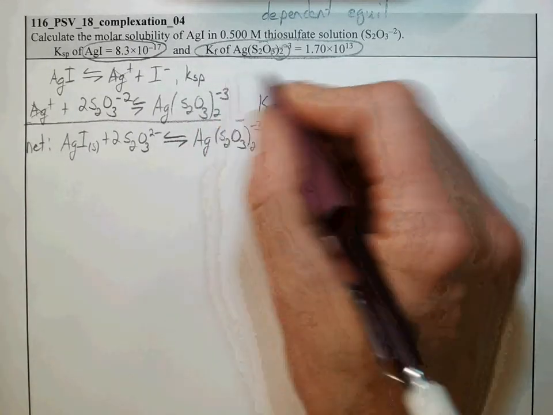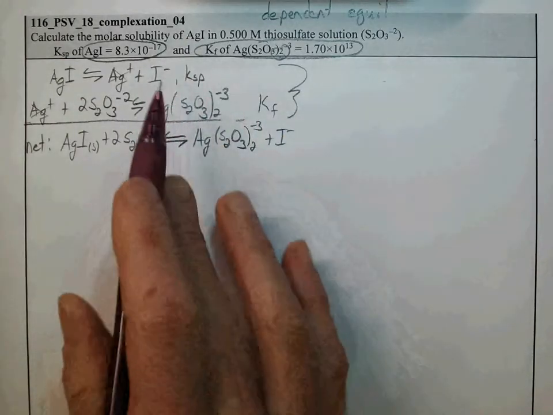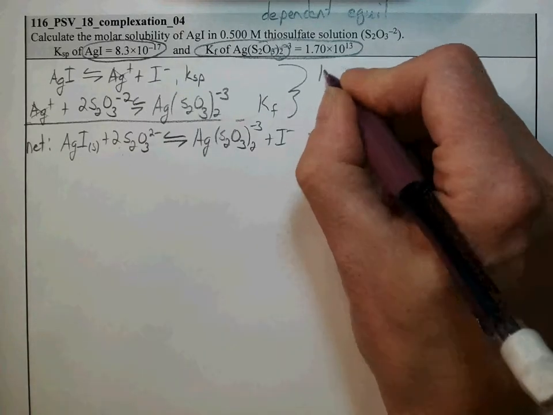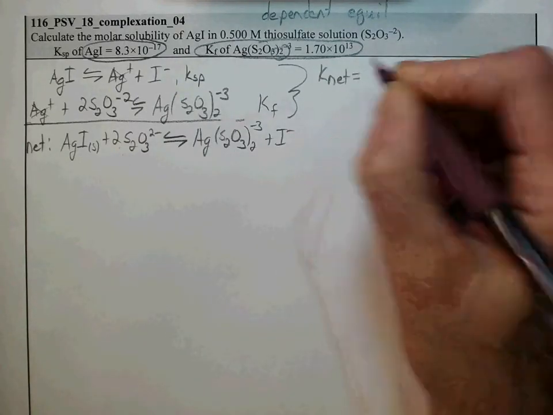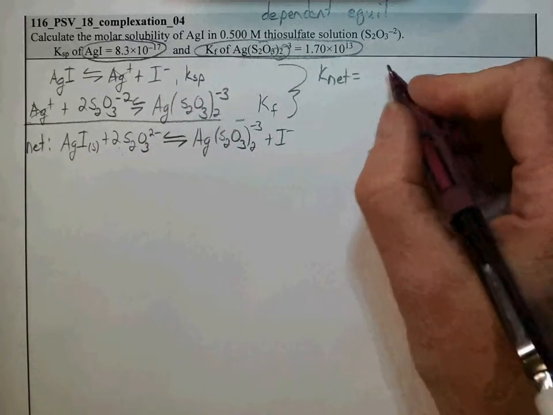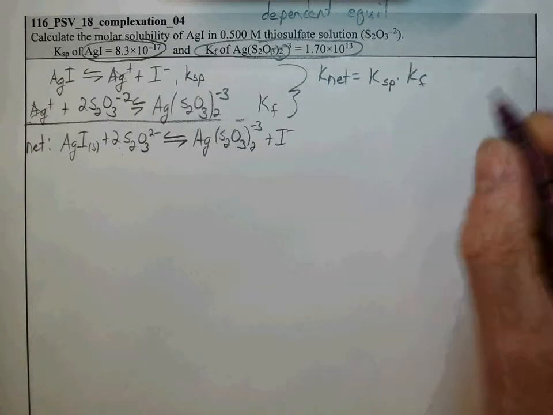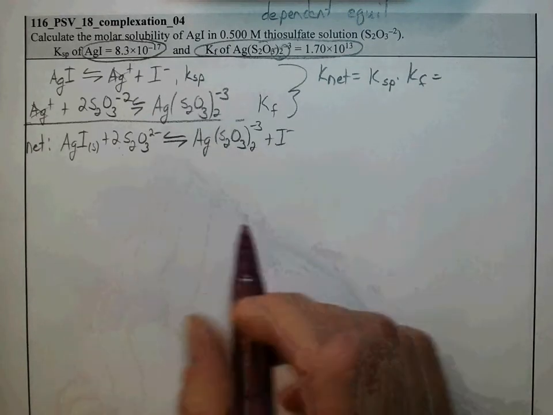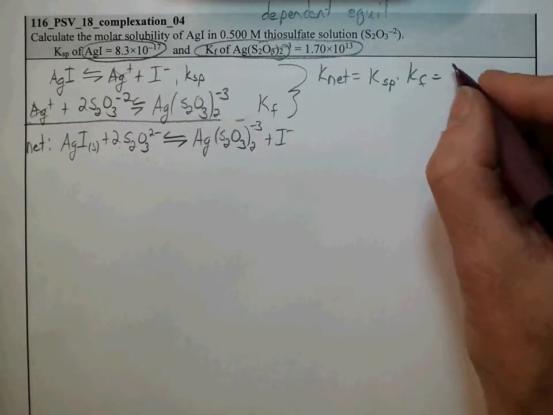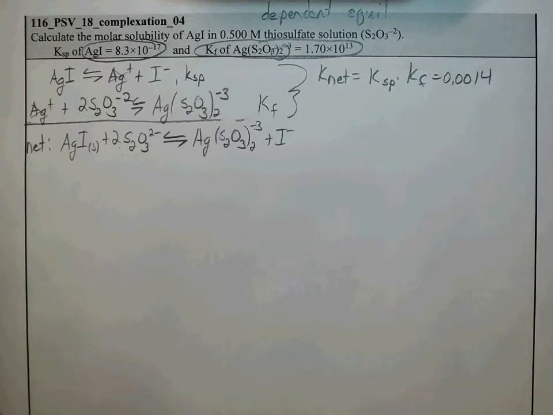Okay, so we have these 2 equilibrium constants of the associated reactions. They sum to some net reaction. So we know K net is going to be the product of the 2 associated Ks. So this is KSP times KF. And once we do that, we find this product is numerically equal to 0.0014.